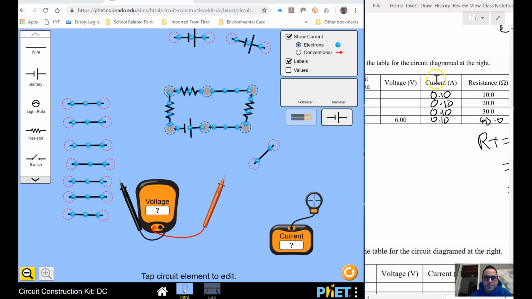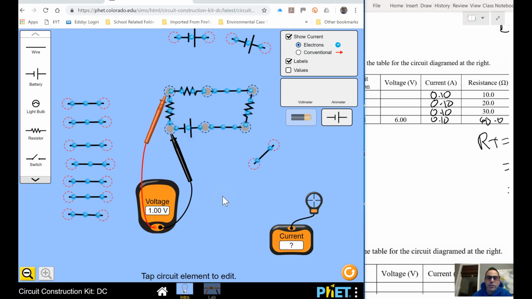Now, what I would like to do is figure out the voltage drop. Now I can do this with math, or I can do this through the simulator. So through the first resistor, I get a voltage drop of 1 volt.